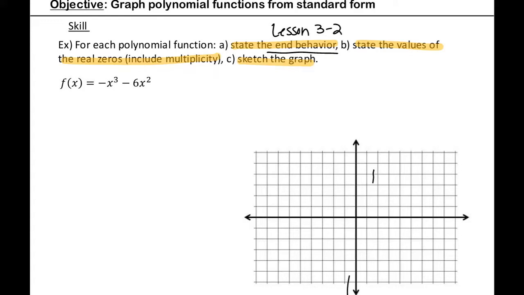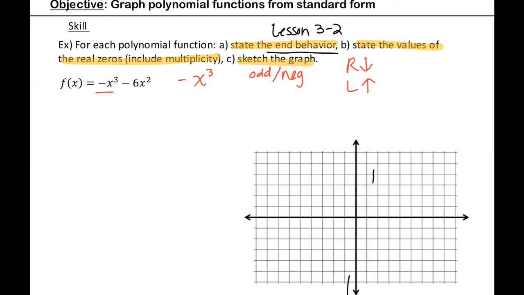If I look at the leading term here, that's a negative x cubed. Is that even or odd? That's an odd function. And the sign up front is negative, which means the right side goes to the negatives. It has to go down. And odd means the left has to go in the opposite direction. Instead of down, it's going to go up.